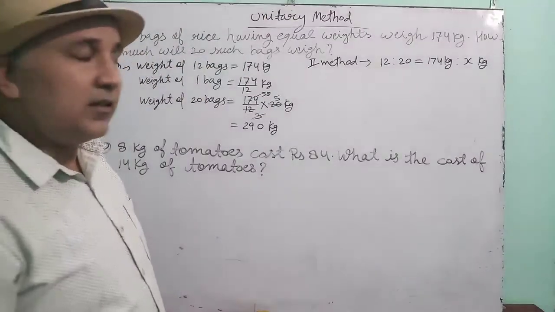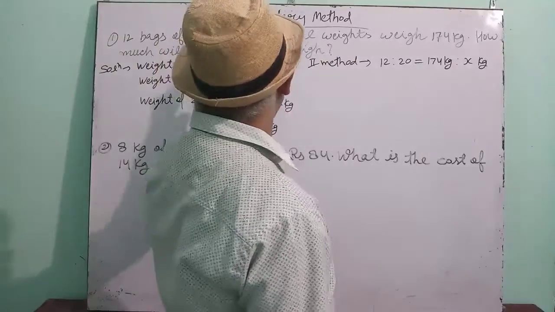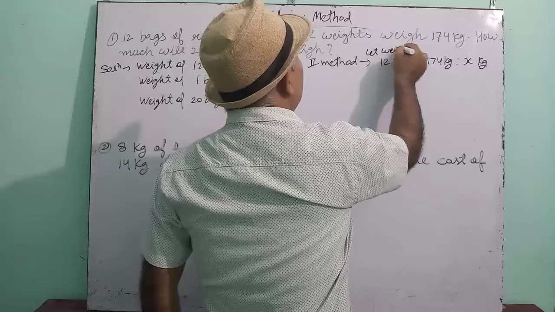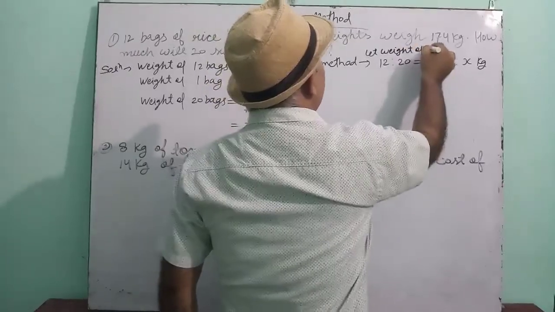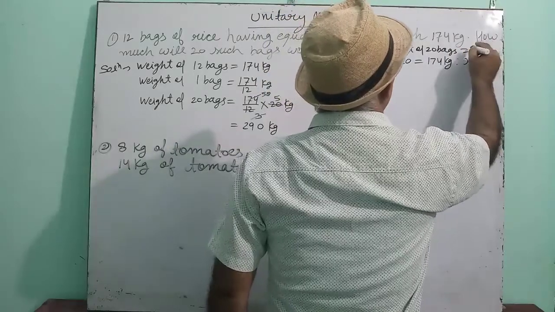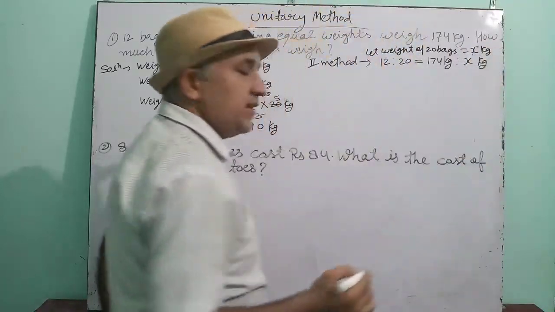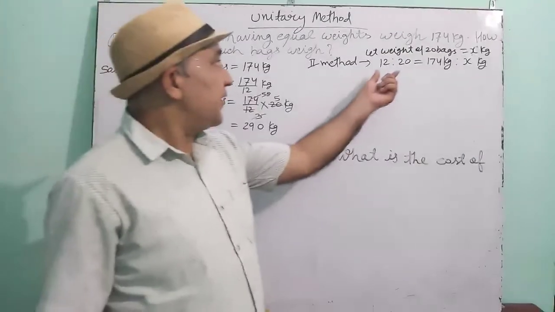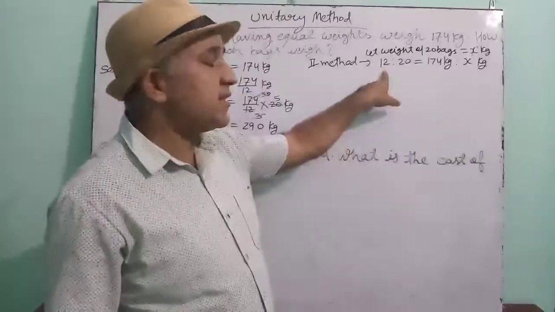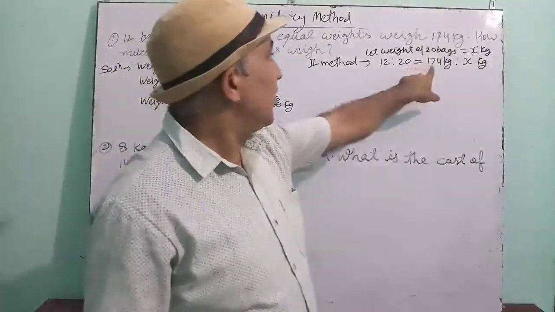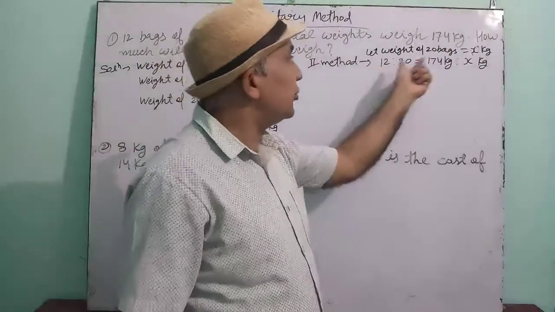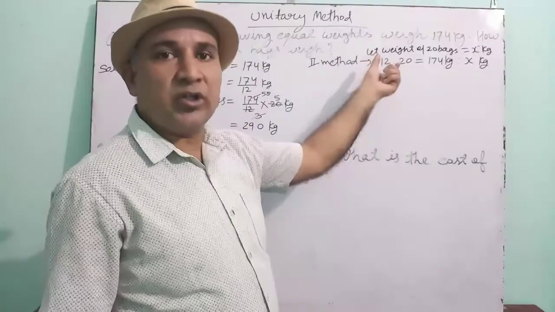Now what is the x here? Suppose that weight of 20 bags is x kg. This will be your statement. Let weight of 20 bags is equal to x kg. And we have seen that ratio is taken between the similar quantities. 12 is the number, 20 is the number. 174 kg is the weight and x kg is the weight. So we will take the ratio with the same quantities.